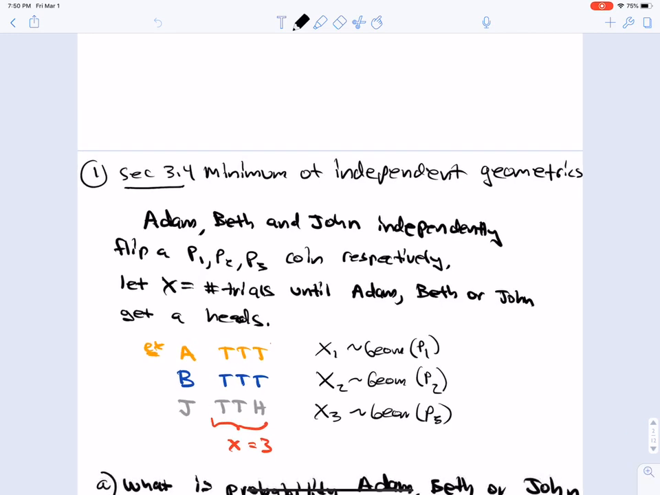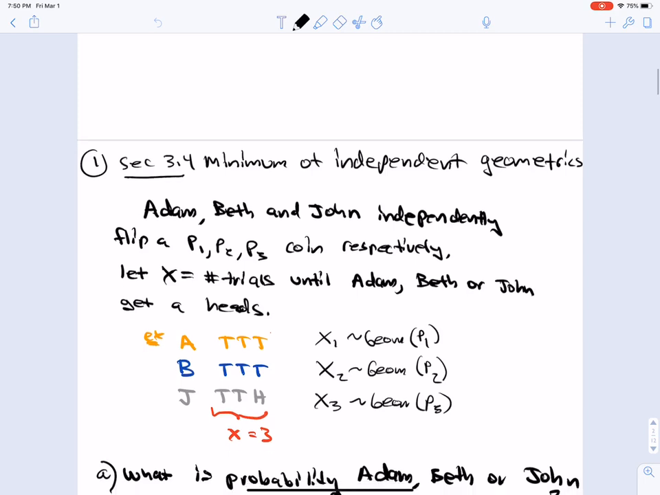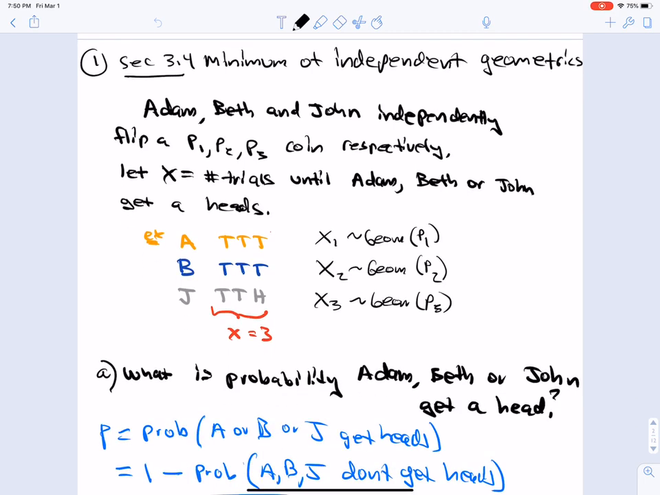Minimum of independent geometrics. Say Adam, Beth, and John independently flip a p1, p2, p3 coin respectively. Let X be the number of trials until Adam, Beth, or John gets ahead. So for example, X would be 3 if John gets TTH and Adam and Beth both get TTT. So X1, X2, X3 are all geometric with p1, p2, p3 respectively.